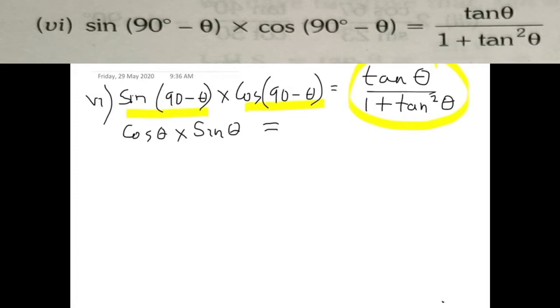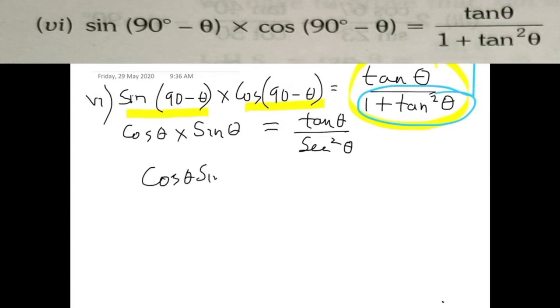So on the right hand side also, look at that denominator formula. A little while ago we discussed this formula. This 1 plus tan square theta is sec square theta. So since it is sec square theta, let me write this as tan theta over sec square theta. Now the left hand side I have cos theta into sin theta. On the right hand side also, for convenience, I will convert everything in the form of sin and cos. Numerator tan theta I can write as sin theta by cos theta, and denominator is sec square theta.